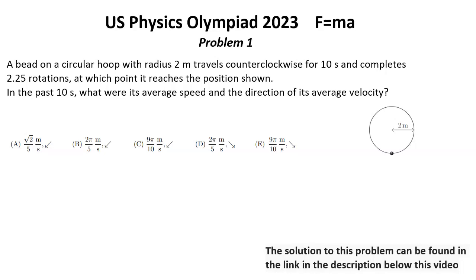US Physics Olympiad, year 2023, first round, F equal MA. This year, it was given as usual 75 minutes for 25 problems.